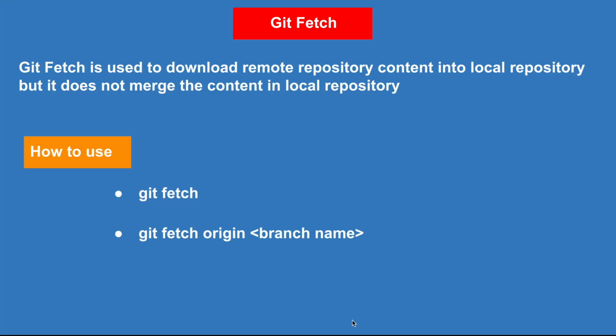Git fetch is very simple. It is used to download the code from the remote repository to our local repository without merging the code. The commands that we can use to fetch the code are git fetch, and another command is git fetch origin branch name. This command we can use if we want to fetch from a specific branch. Let's take a look at the demo and see how we can use this git fetch.